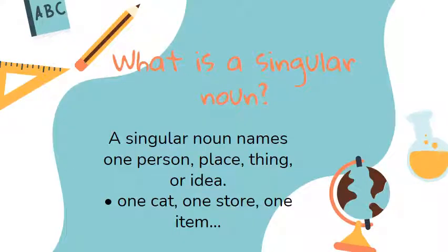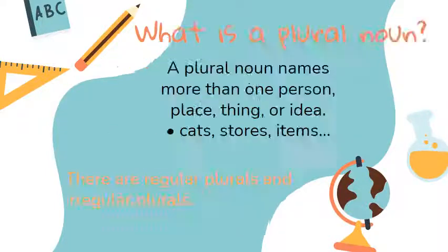What is a singular noun first? When we say singular, and it's something that I always mention, singular means one. The singular noun names one person, one place, one thing, or one idea. Example: one cat, one store, one item. So anything singular talks about one single thing or one single person.